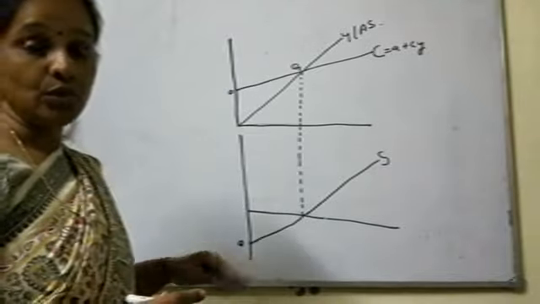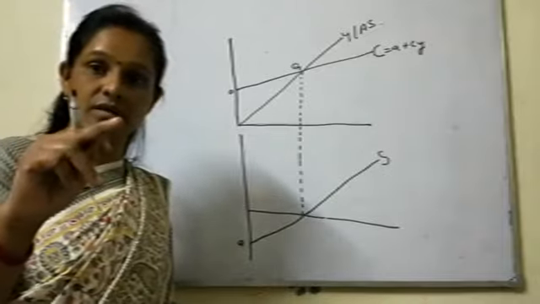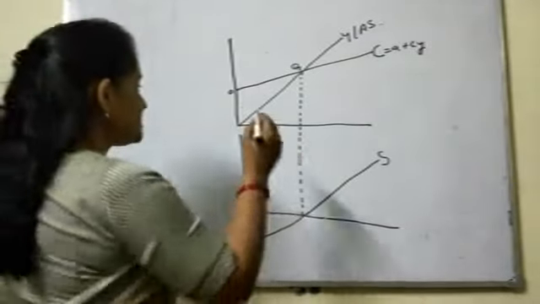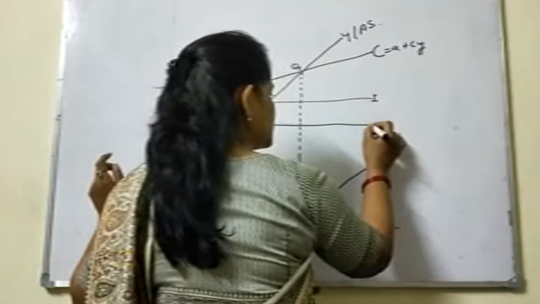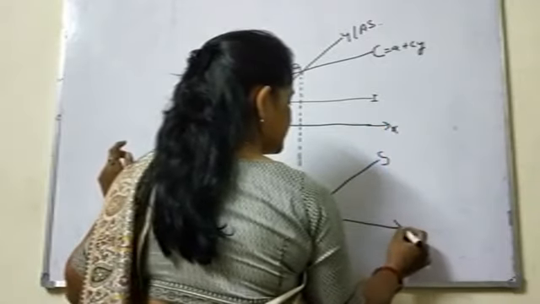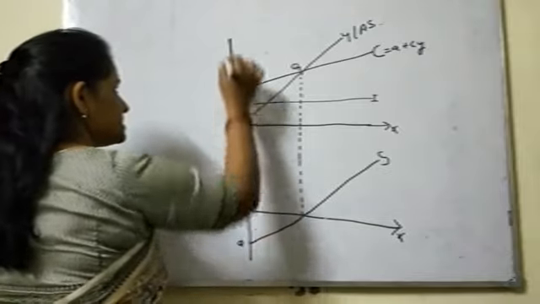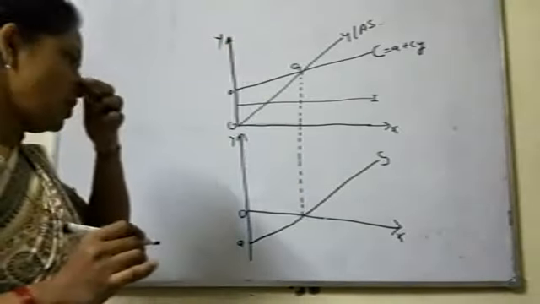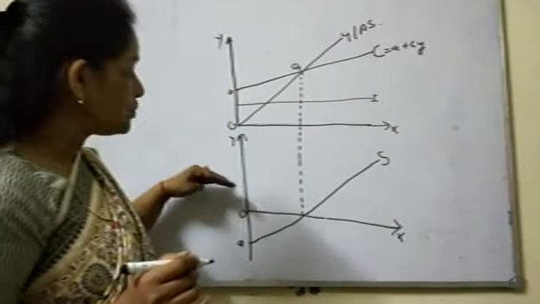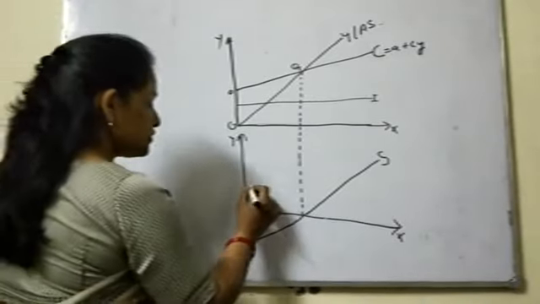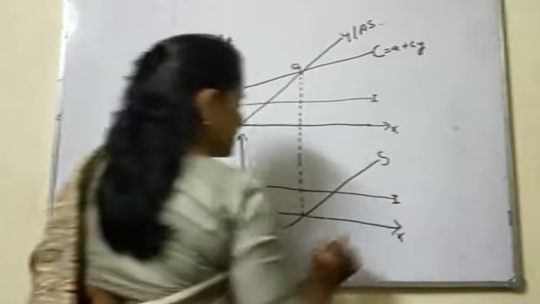Then I told you that since Adam Smith has taken autonomous investment, the autonomous investment curve is horizontal to the x-axis. So we'll draw the autonomous investment. This is the x-axis, this is 0, this is the y-axis. Till here we have drawn. Now you will draw the investment line here. We have to draw the investment line below also, below this I.